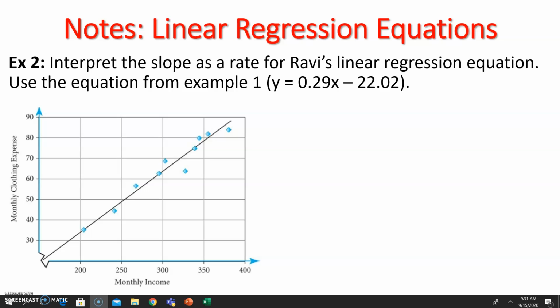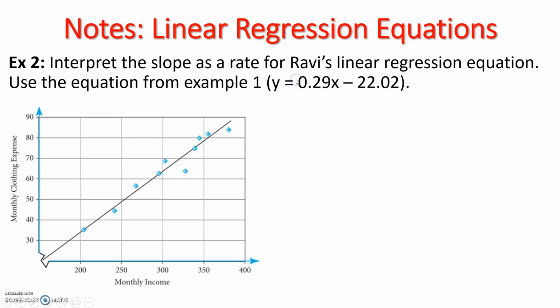All right, let's take a look at example 2. In example 2, I want you to interpret the slope as a rate for Ravi's linear regression equation. So if we remember correctly from our warm-up, we know that the slope is going to be the number in front of the x. So in this case, our slope is 0.29. Now, the question is, what does that mean? What does that represent in this context?